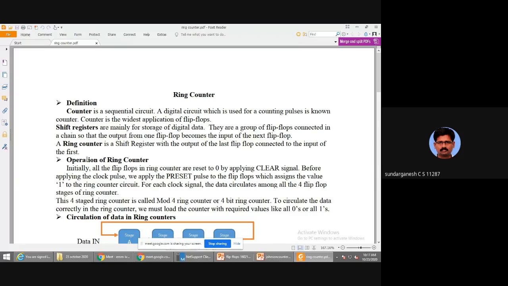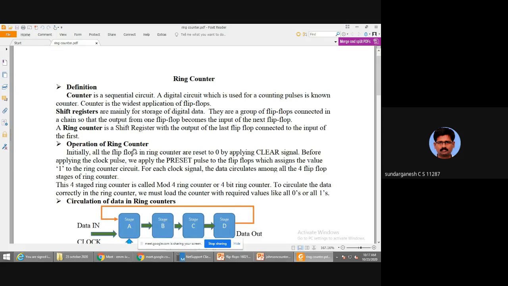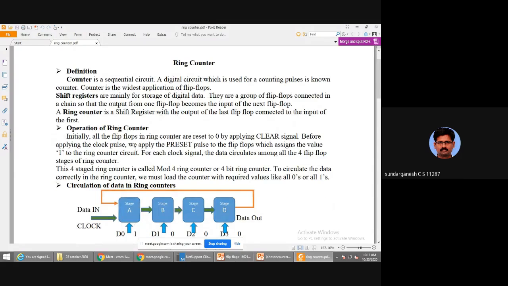So a ring counter is also a shift register. The last flip-flop output is connected to the first flip-flop input. That is known as a ring counter. Let's see how it is working, the operation of the ring counter. Look at this, it is a 4-bit ring counter A, B, C, D. The last flip-flop output is connected as input to the first flip-flop. So this process is continuous.